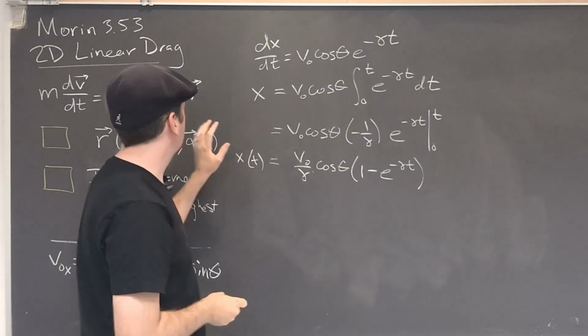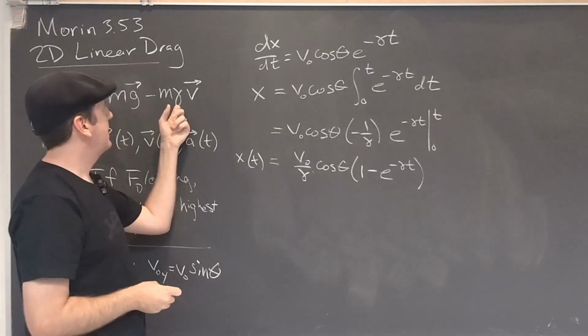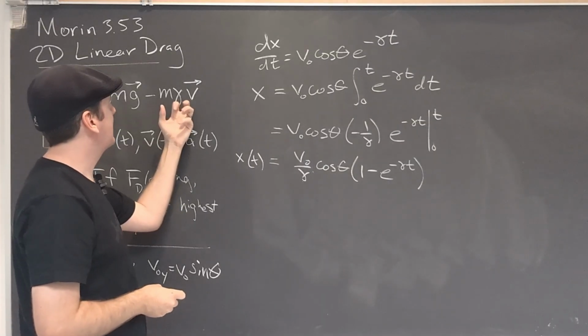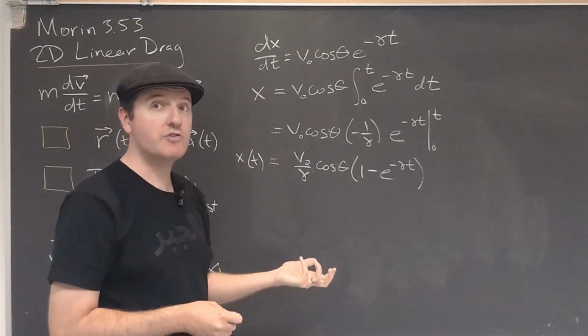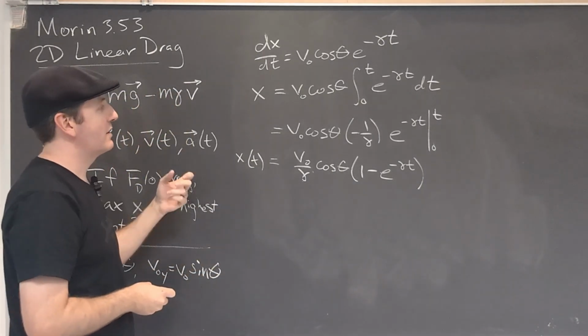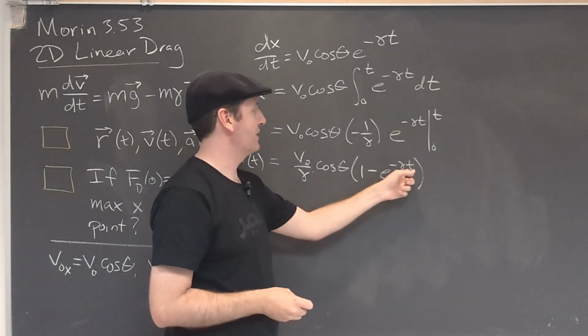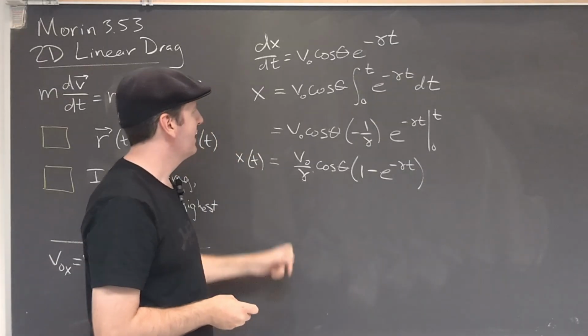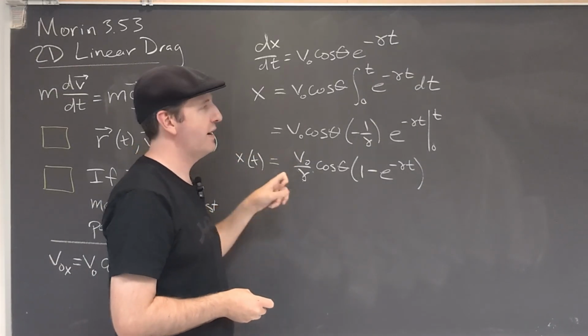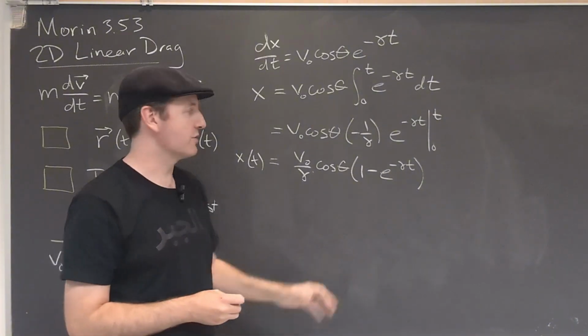We can always, of course, check that the dimensions make sense. So notice that the dimensions of gamma, since gamma times v is supposed to be an acceleration, then the dimensions of gamma are 1 over time. Of course, we can also see that from the argument of this transcendental function. And sure enough, velocity divided by 1 over time does give position, so that's good.